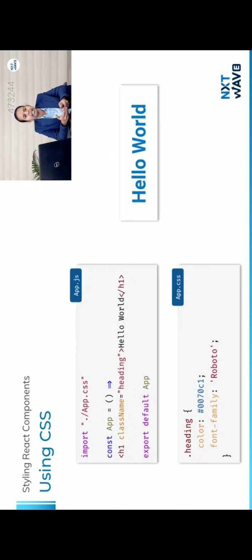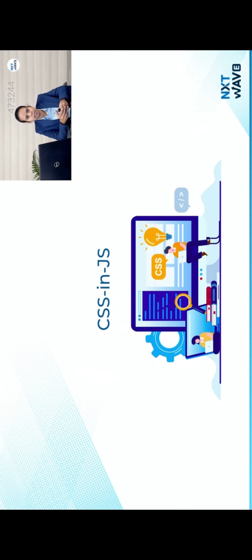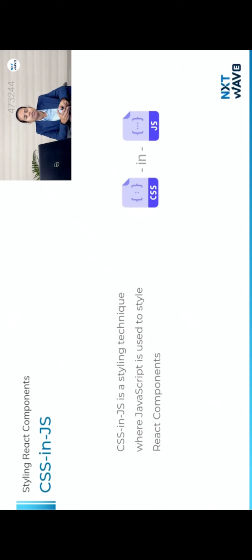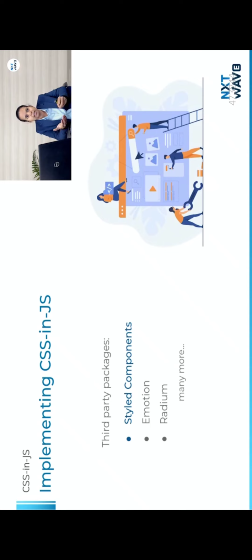Another way of styling React components is using CSS in JS, which we are going to see in today's session. So what is CSS in JS? This is actually a styling technique where we can make use of JavaScript to style the React components. Previously we have made use of CSS to style the React components, whereas here, using CSS in JS, we are going to use JavaScript to style the React components. To implement this CSS in JS, there are many third-party packages like styled-components, Emotion, Radium, and so on. We are going to make use of styled-components, which is one of the popular ones using which we can achieve CSS in JS.